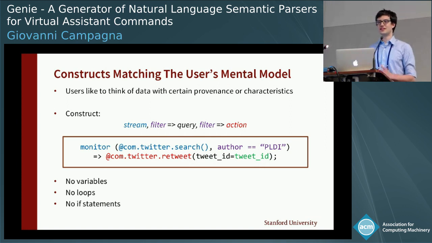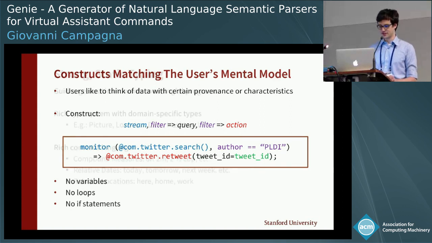You can see there are no variables. You name the parameter directly. There are no loops. You directly iterate the result if the API returns multiple results. And there are no if statements, because they're replaced by filters. And this matches the fact that you wouldn't have those in natural language.